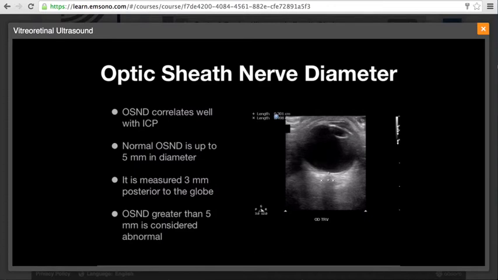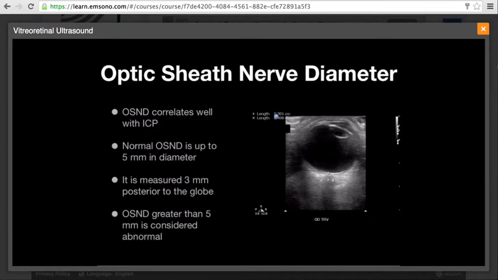Briefly, I want to just look at optic sheath nerve diameter, since this is becoming a popular focus of study in the emergency medicine literature. Optic sheath nerve diameter correlates well with intracranial pressure. There were some earlier studies done on patients with pseudotumor cerebri, and it was noted that their optic sheath nerve diameter changed real time after therapeutic lumbar puncture with drainage was performed.